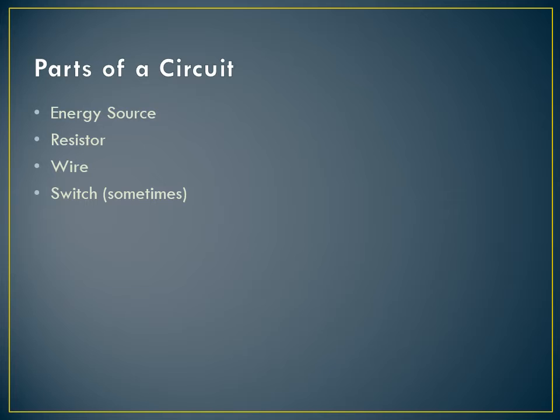There are four main parts of the circuit. We have the energy source, the resistors, sometimes called loads, wires, and switches sometimes in circuits. And we're going to be going through these individually in some more detail in the next slides.